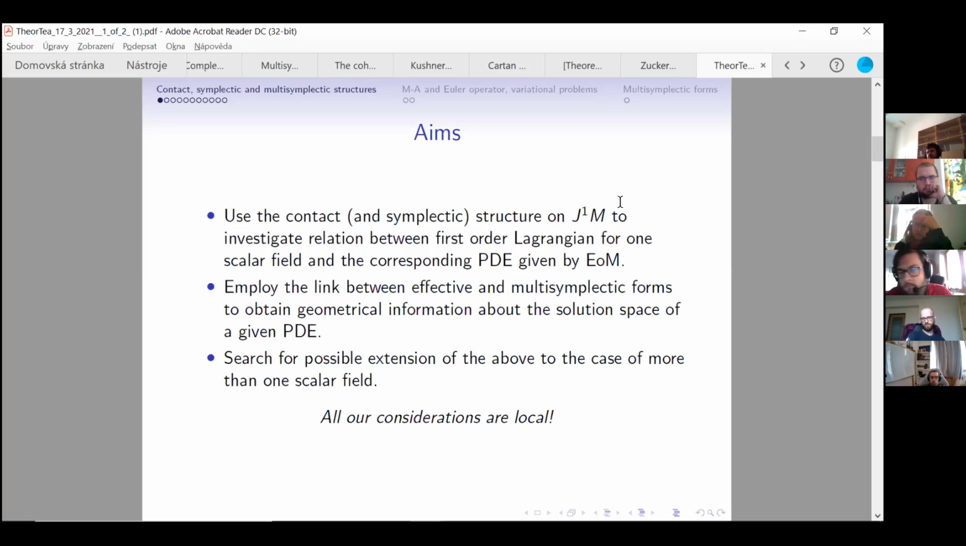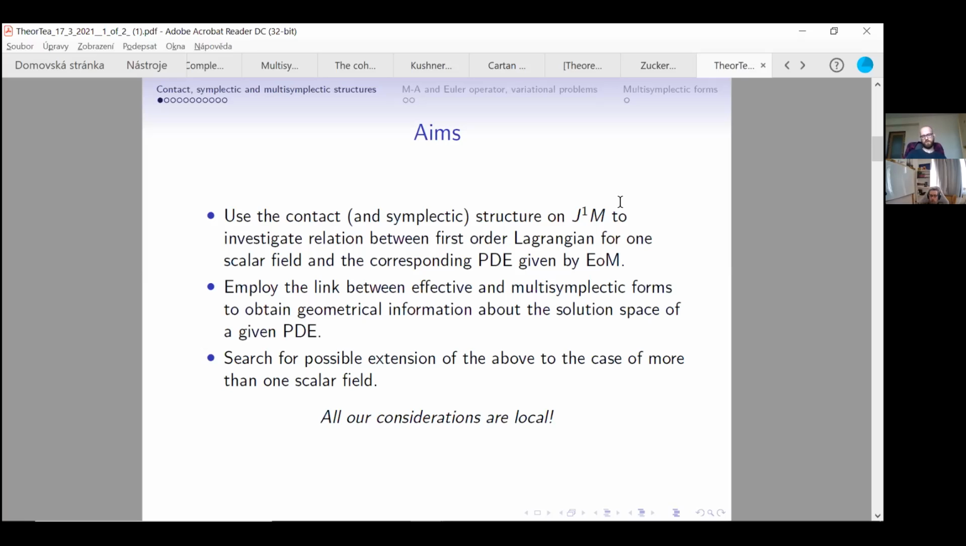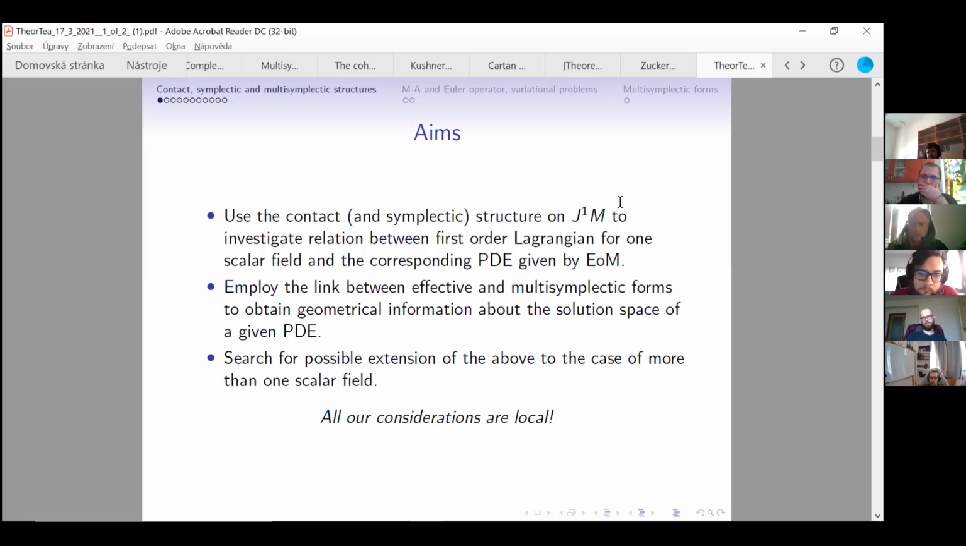And once we have the connection to multisymplectic forms, we can say something interesting about the geometrical features of the solution space. Not that we would be capable of describing the solutions explicitly, but at least we can say something from the geometrical perspective. And a sort of long shot would be point 3, which we will cover probably next time, at least to some extent, because this is work in progress and many things remain open so far. It's the possible extension of the above case to the situation of more than one function.